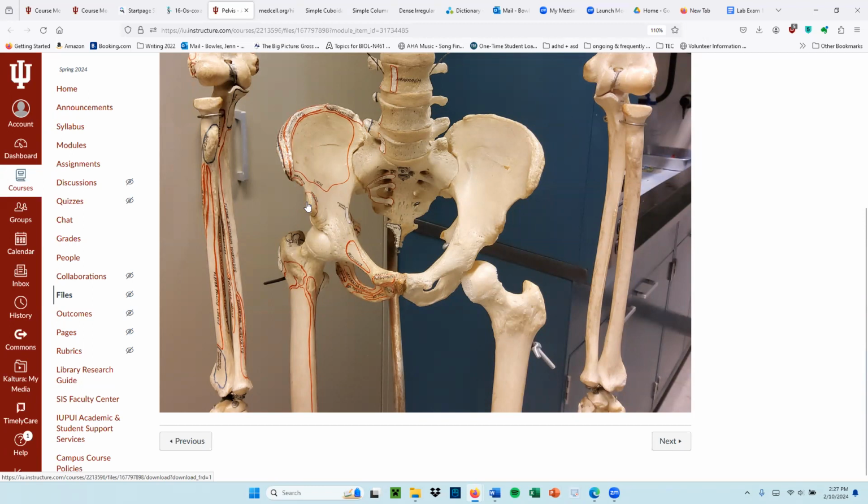The red here is where we have muscle attachments. So we're going to have a specific muscle attaching to that AIIS. And that's all we can see in terms of spines. The other two will be posterior.